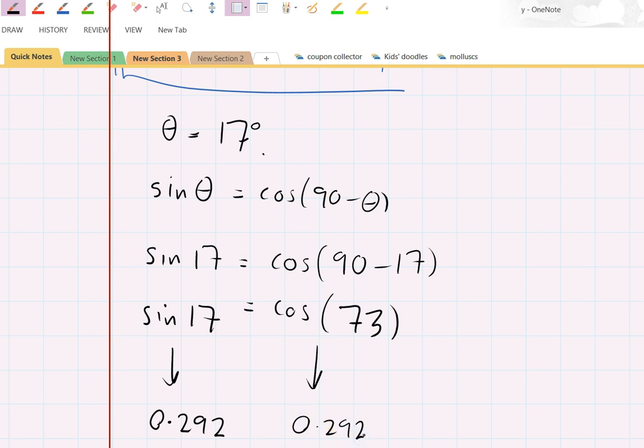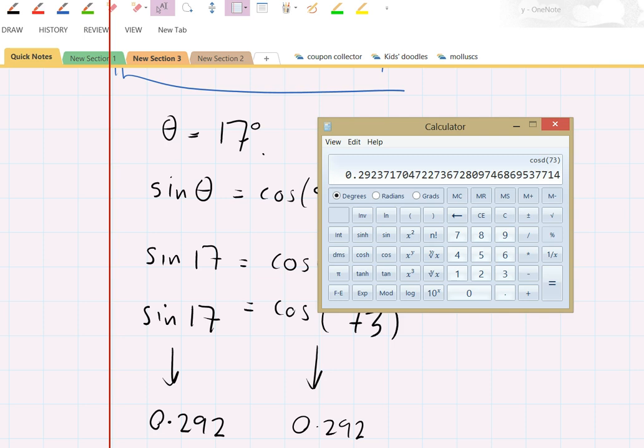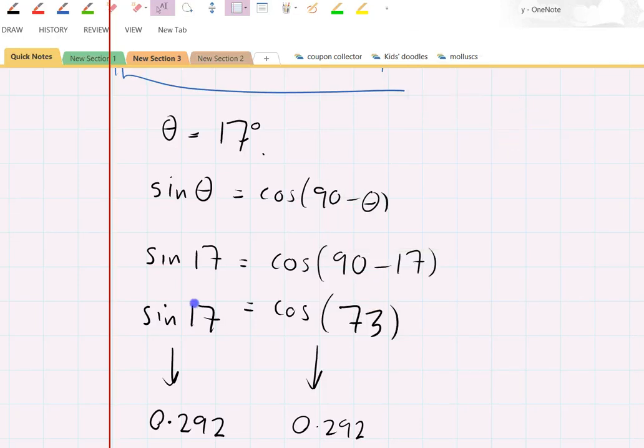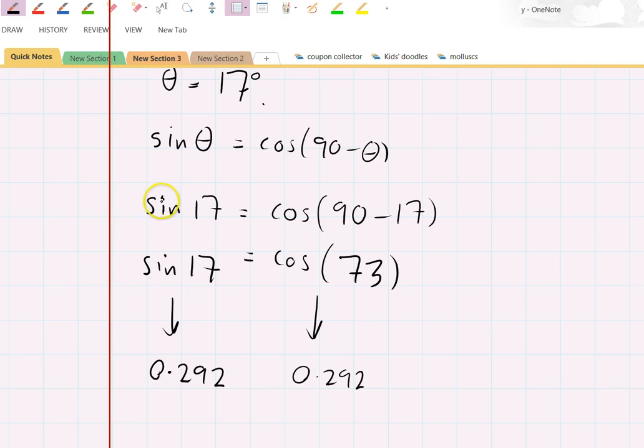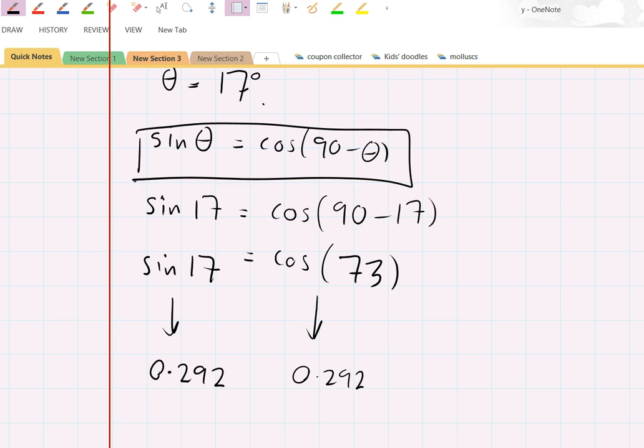I just want to make it clear that what I've just done is not a mathematical proof, it's just a plausibility argument. All I've done is use the calculator just to check that we've got it right. And of course, if this number had come out differently, I'd have screwed up my algebra somewhere. Okay, so we've got this nice little finding that the sine of 17, or the sine of any angle, is equal to the cosine of its complement, which is quite nice. I'm going to stop there.